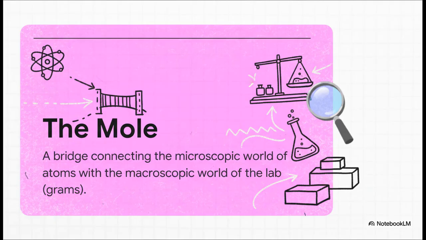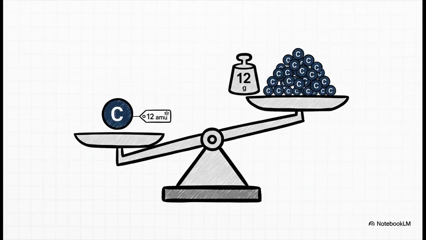But here's why it's so genius. It's way more than just a giant number. The mole is like the chemist's secret weapon. It's this incredible bridge that connects 2 totally different worlds, the microscopic world of single atoms, which we can't see, and the macroscopic world of our labs, where we can actually weigh stuff in grams. It's how we count atoms just by weighing them. It's amazing, really.